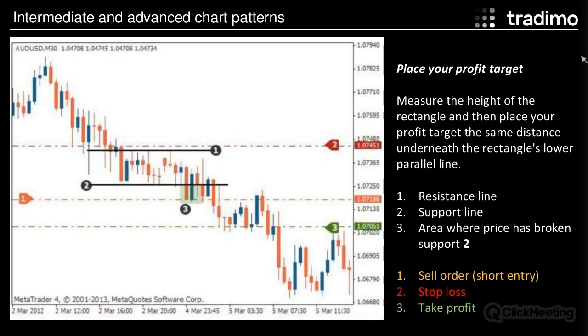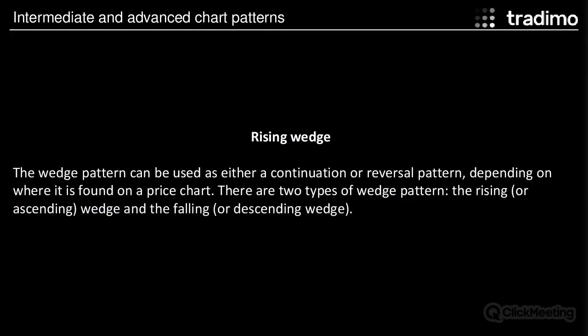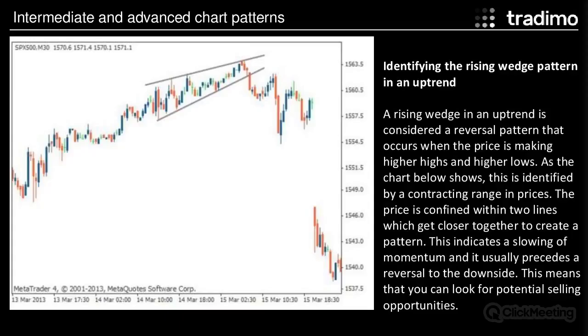Good. Let's come to the next chapter, the rising wedge. The wedge pattern can be used as either a continuation or reversal pattern depending on where it is found on the price chart. There are 2 types of wedge pattern, the rising or ascending wedge and the falling or descending wedge. So we'll give you the example also here on the chart screen.